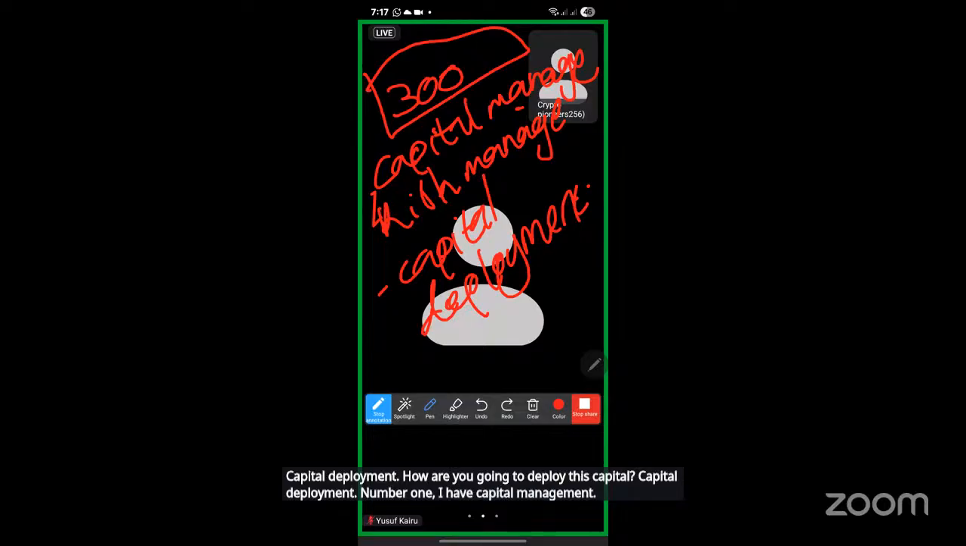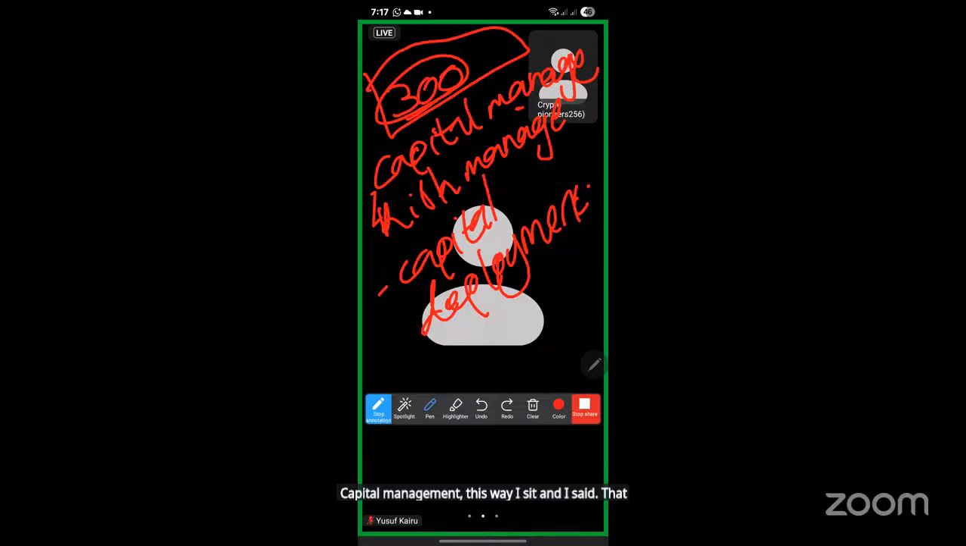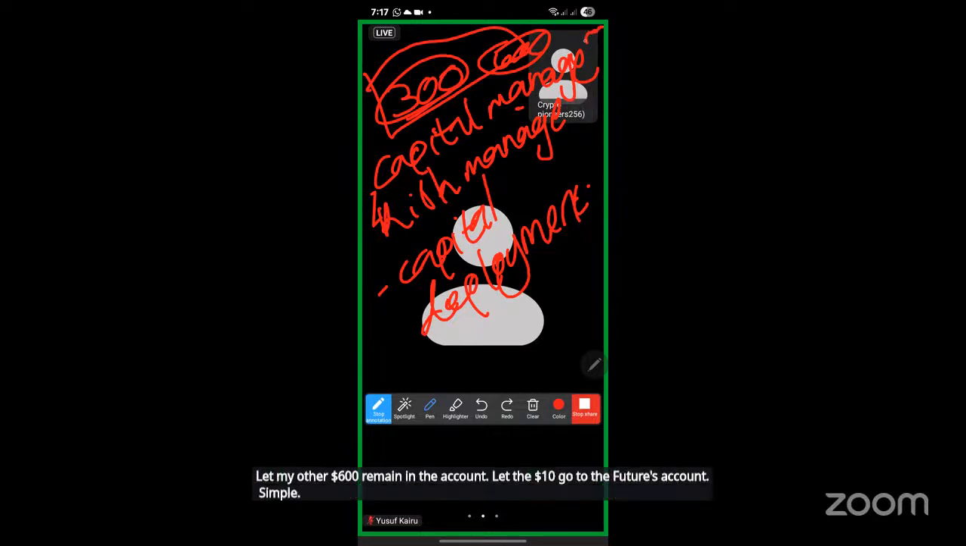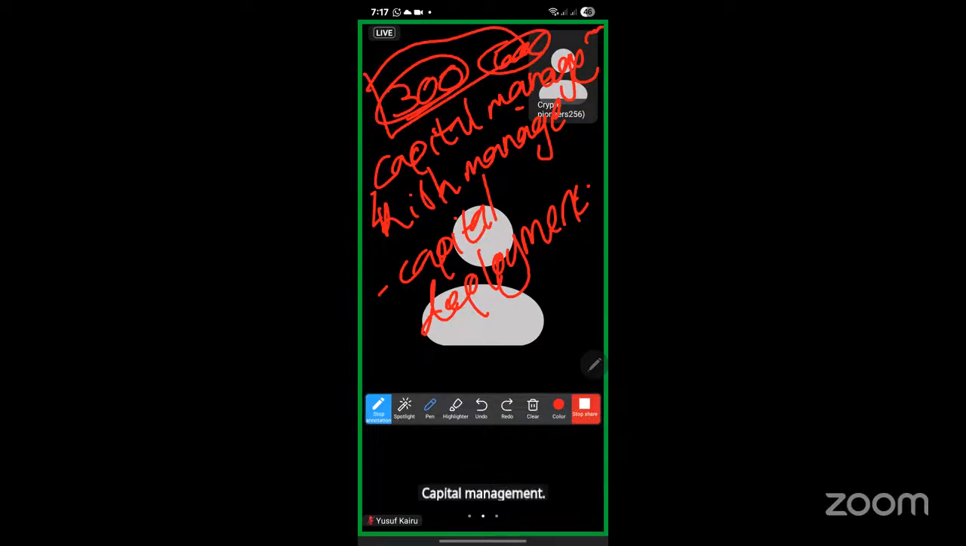Capital management, this way I sit and I say, let this trade take $300. Let my other $600 remain in the account. Let the $10 go to the futures account. Simple. Capital management is done. That's how I've managed my capital.